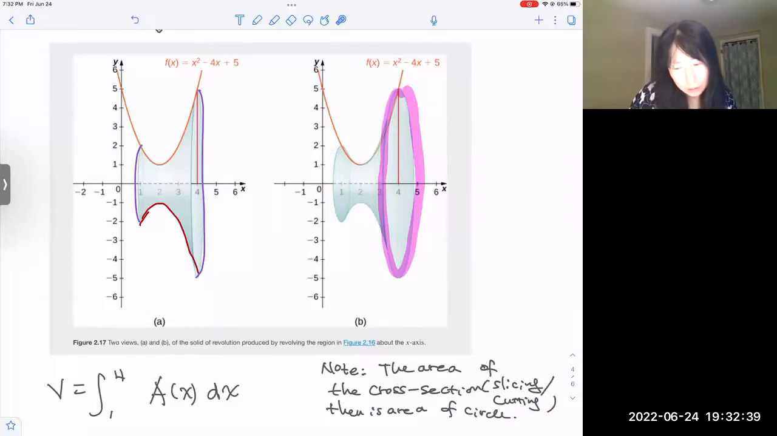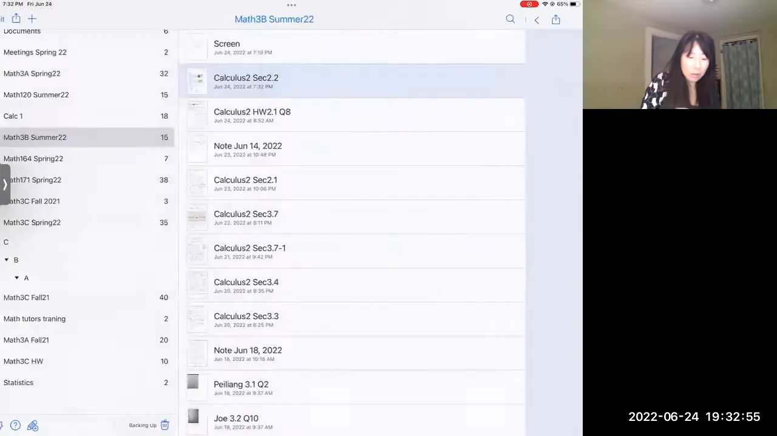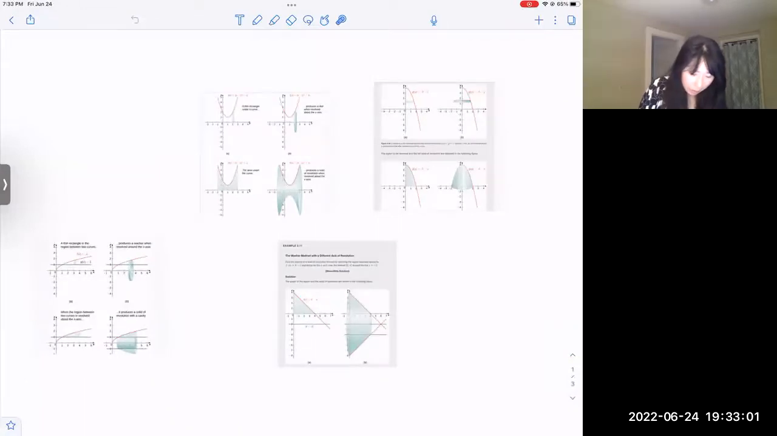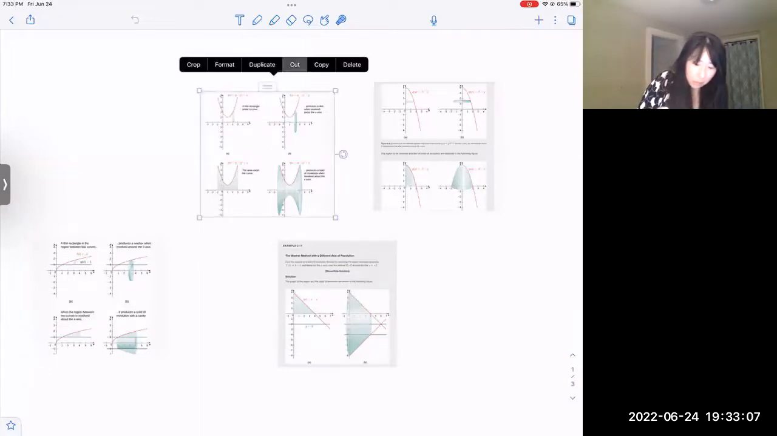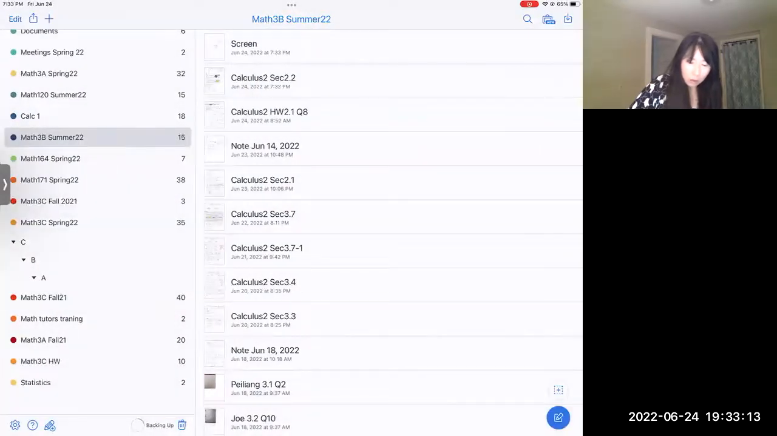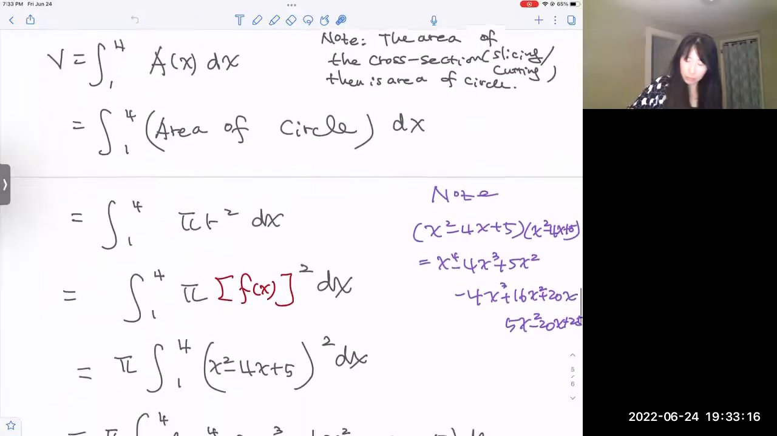Disk method. So the disk method is the same as cross section. Hold on 1 second. Where is it? Disk.